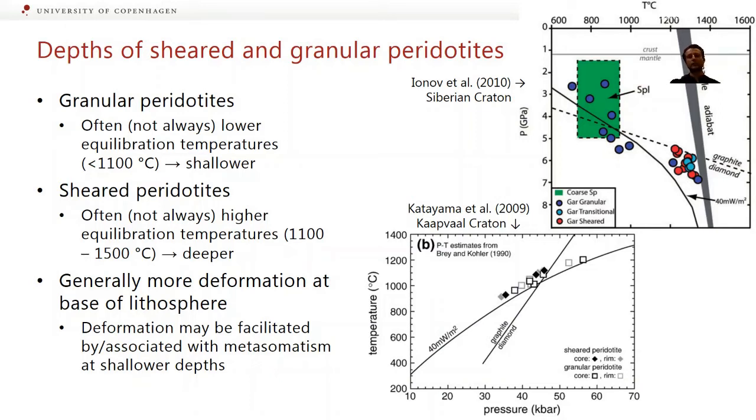So in this case, it could just be that the metasomatized stuff deforms more easily, or it could be that there is deformation associated with the metasomatism right before a kimberlite eruption.